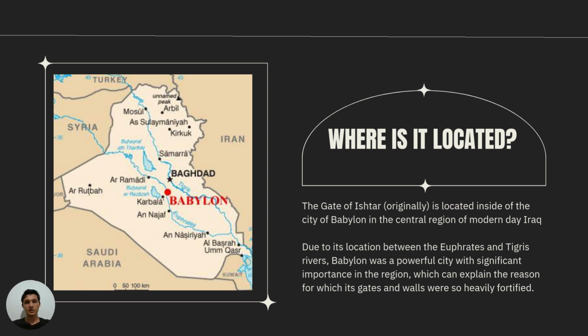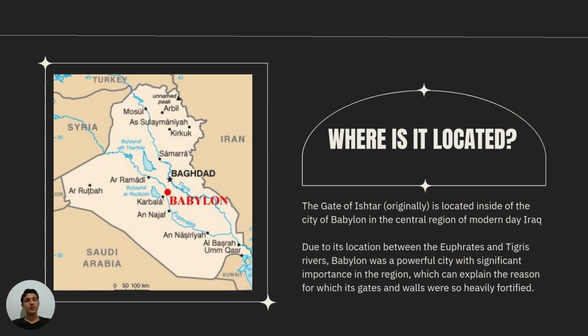Now, again, for its location, the Gate of Ishtar originally was located inside of the ancient city of Babylon, which is again in the central region of modern day Iraq. Babylon was strategically positioned between the Tigris and Euphrates rivers. Because of this, it was an important political, economic, and even cultural center in the ancient world. Because of its position between the Tigris and Euphrates rivers, Babylon was a powerful city, both economically and politically.